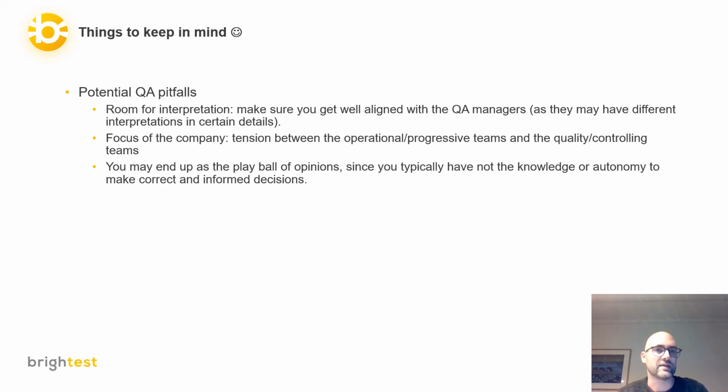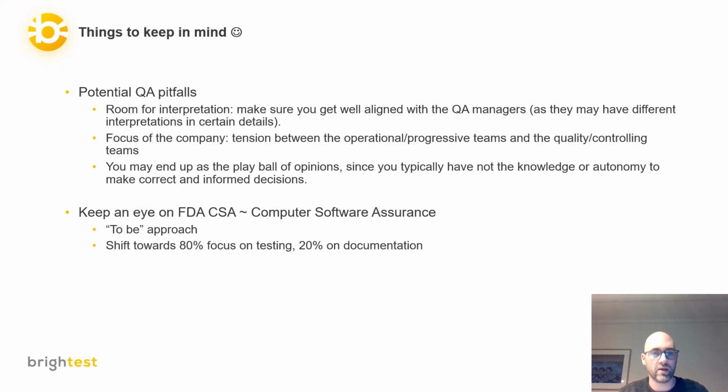Also, be aware of the tension there naturally is between the operational and more progressively oriented teams that want to deliver versus the QA and process, the controlling teams that want to make sure that every step is done properly. So you have to find the right balance in those teams, or discuss it in the right places.